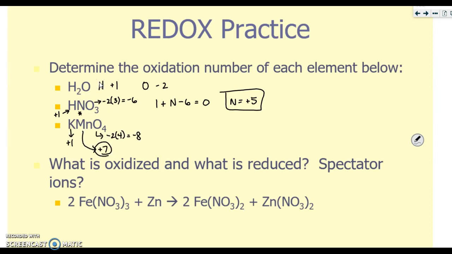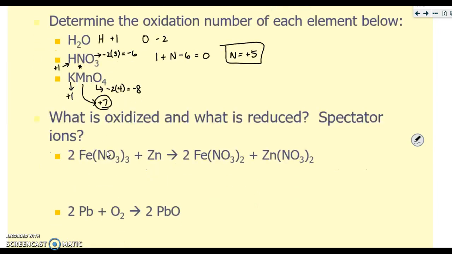K is a group 1 element, so it's +1. Oxygen we know is -2. There are 4 of them. So overall -8 plus 1 makes -7. So manganese has to be +7. The other type of problem could be something like this, where it says what's oxidized, what's reduced, and what are the spectators. To solve this one, you have to figure out charges of everything first.